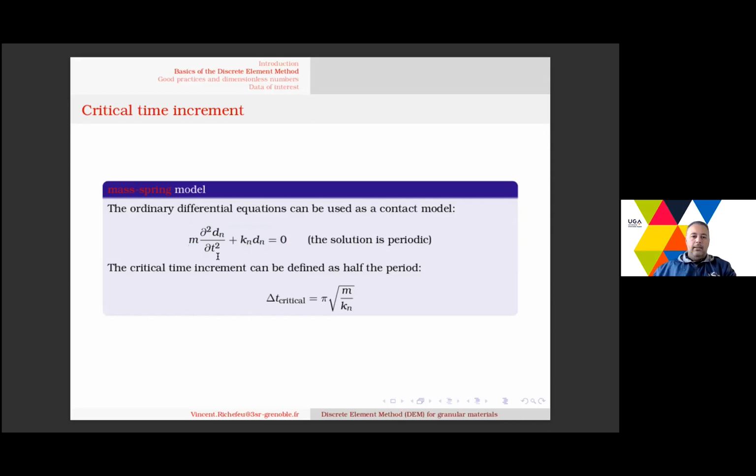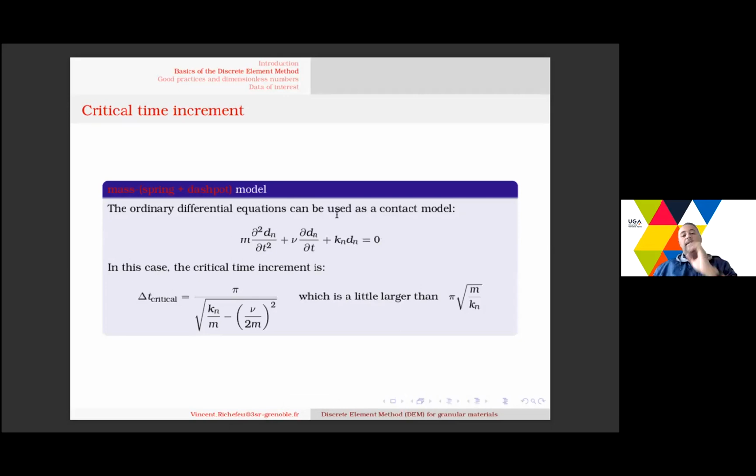If we consider a collision of two particles with this wave, the wave will be like this. So a collision will correspond to half a period. We can define here that half a period is pi times the square root of the mass over the stiffness. Very often the critical step is defined like this. Some authors say 2 pi. I don't know why. My definition is that one. You may find other definitions, but it will be okay.